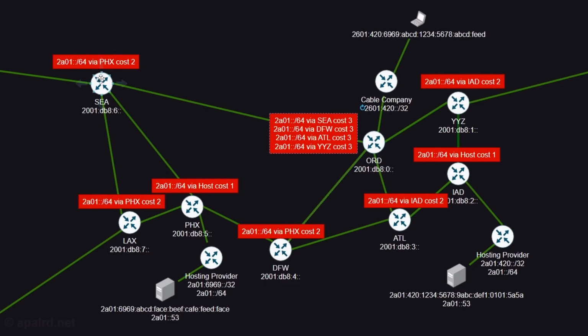So we can go Seattle to Phoenix to hosting provider. We can go Dallas, Phoenix, hosting provider. We can also go Atlanta, Washington, hosting provider, or Toronto, Washington, hosting provider. And depending on which of these routes we take, we end up at a different server. So this is another magical feature of dynamic routing called Anycast.